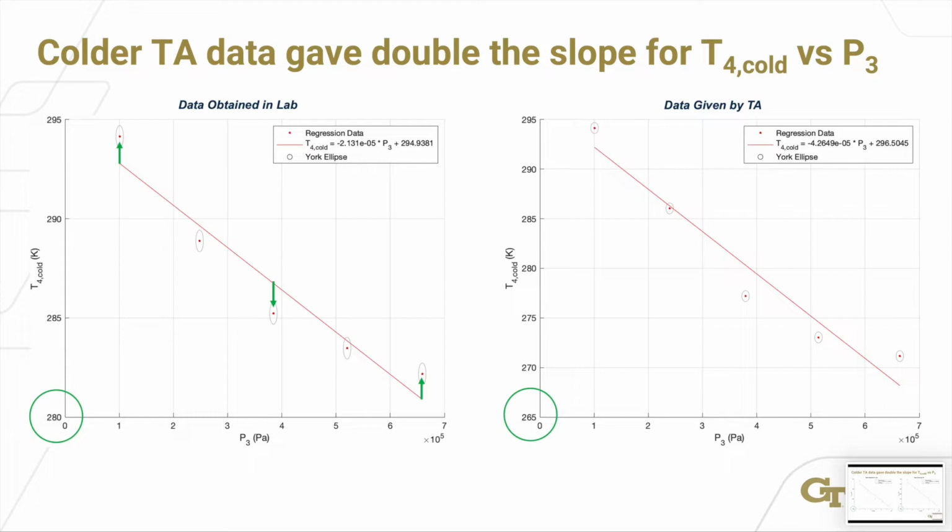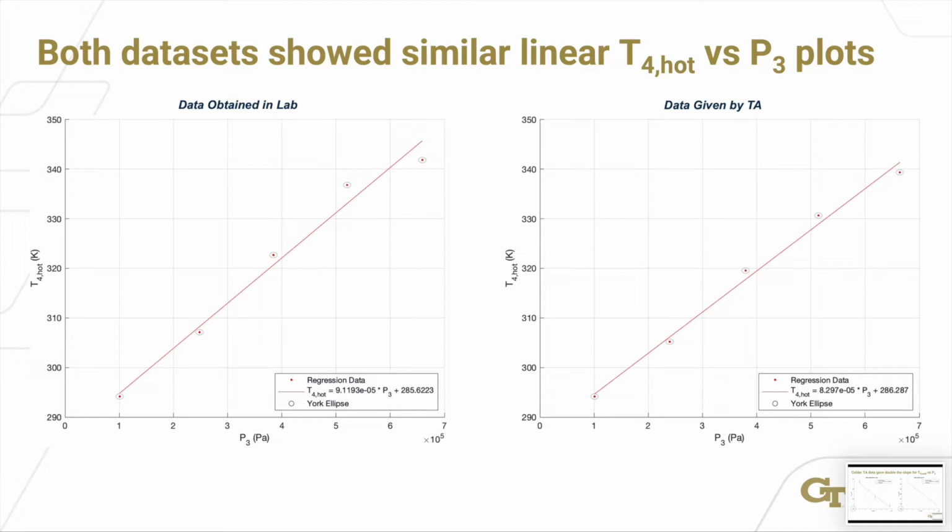This suggests that the nonlinear behavior found in our data is representative of the behavior of the system, despite our faulty vortex tube. In terms of plotting the hot output temperature against input pressure, both datasets showed similar linear behavior, with roughly equivalent slopes and intercepts on their regression equations. The TA's data was a slightly better fit for the linear trend line, but in this case our data appeared to represent the true behavior of the system.